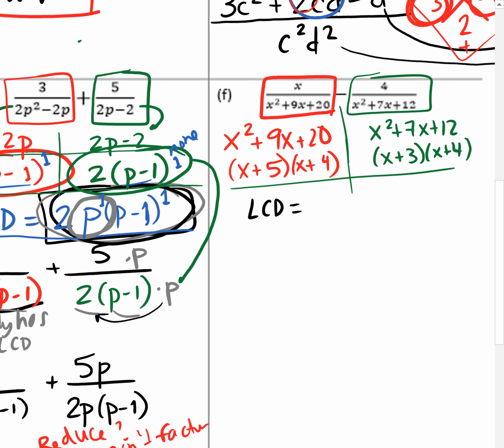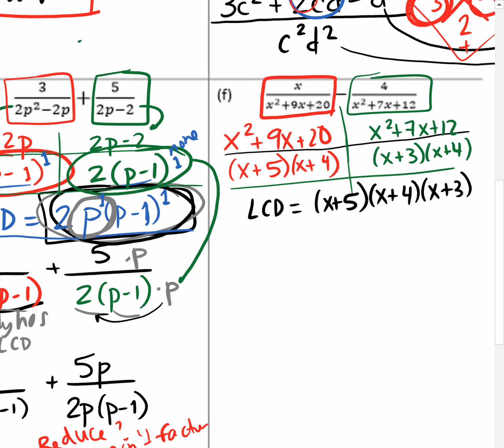So for the least common denominator, I have to look at the factorizations and see what kind of factors I see. I'm trying to be greedy here. I see an x plus 5, an x plus 4, and an x plus 3. I need at least one of each of those. I'm going to see if I need more of any of them.